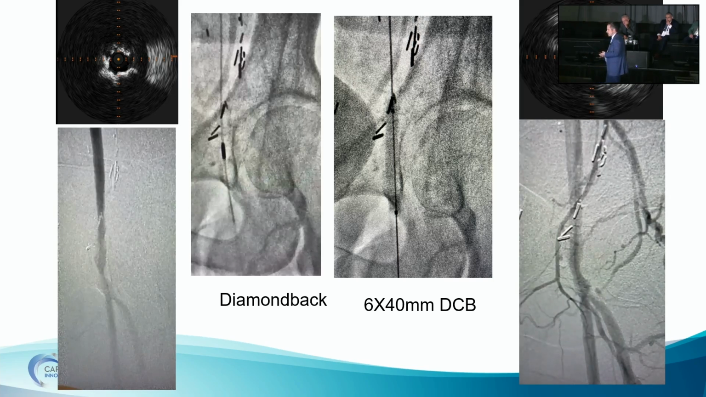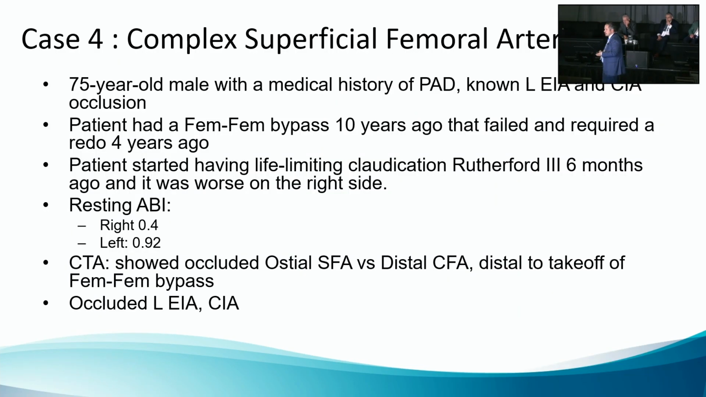Okay, sorry. So another case, a 75-year-old with a history of PAD who had a left iliac occlusion. He received a fem-fem bypass 10 years ago, then that failed 4 years ago and he had a redo surgery. So you can think about how hostile that groin is. He comes in with basically life-limiting claudication, Rutherford 3. We sent him through a walking exercise test and he failed it, he couldn't complete it. ABI was 0.4 on the right, 0.92 on the left. The CTA showed an ostial SFA, distal common femoral occlusion, and an open fem-fem bypass.